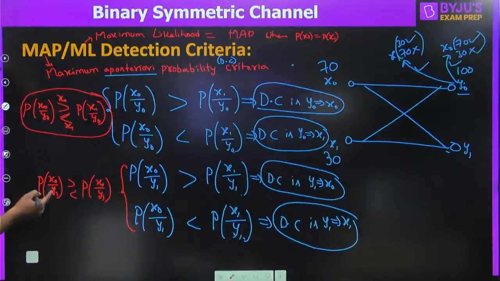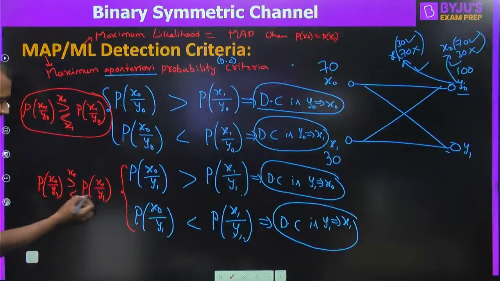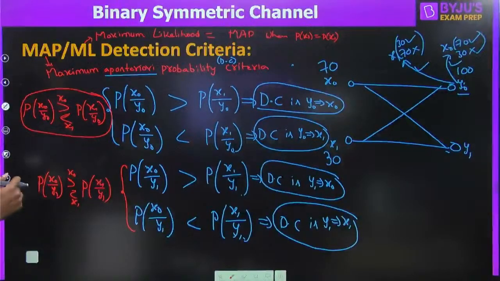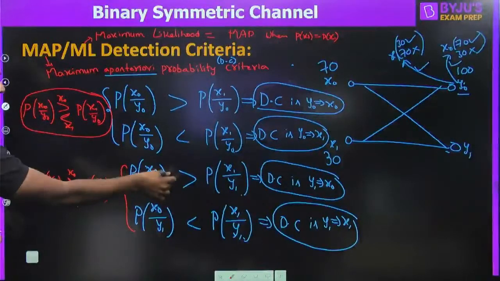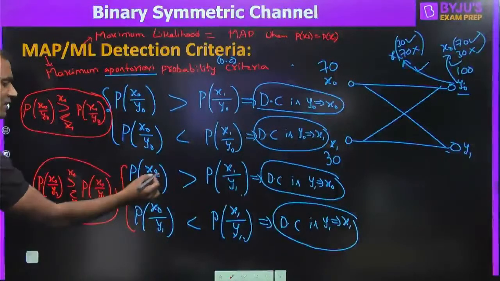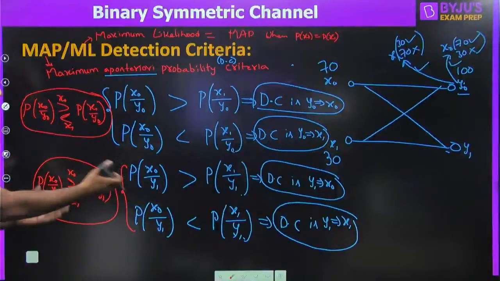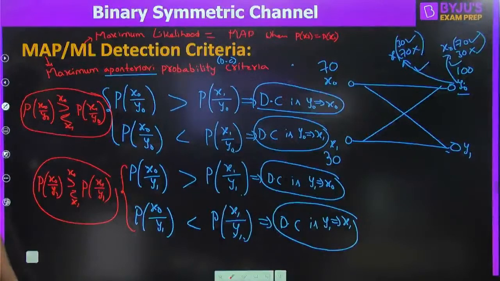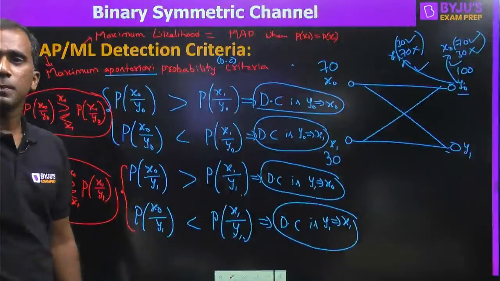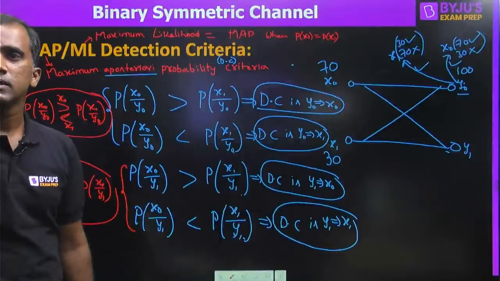Can you quickly tell me, what is the decision for the greater sign? x0. Whichever is greater, that symbol we have to write. x1 is greater here, and when this is satisfied, x1 is the decision. So whatever I have written in these two lines is exactly the same as what we have written here, but we can write it in this manner also. I hope it is clear till this point. Is it okay?